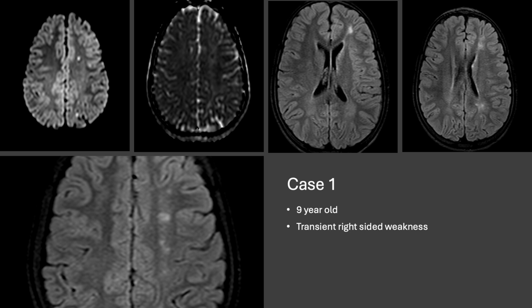So this is a 9-year-old who was presenting with episodes of transient right-sided weakness.